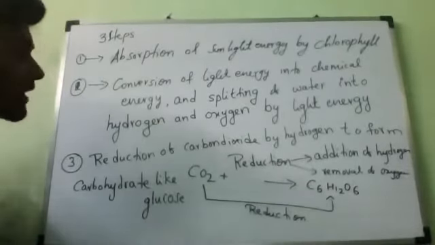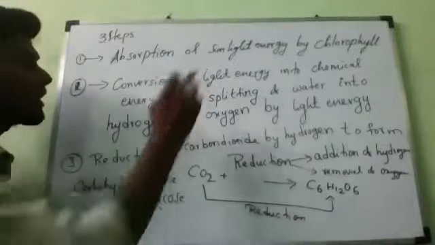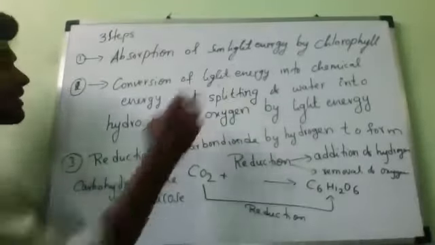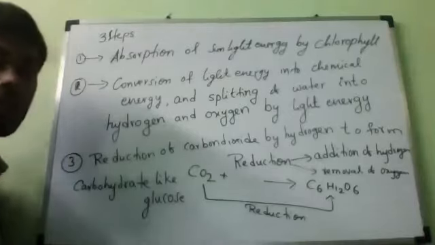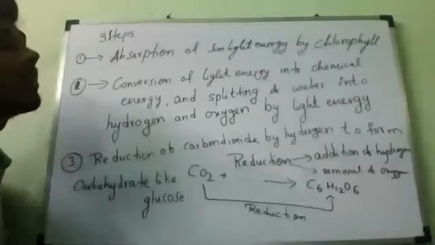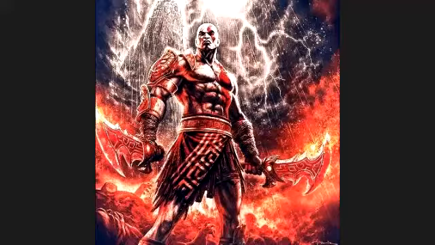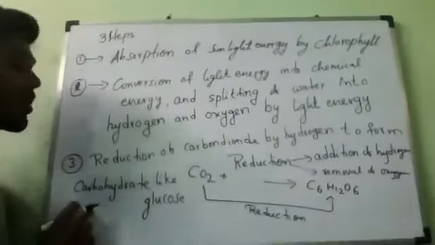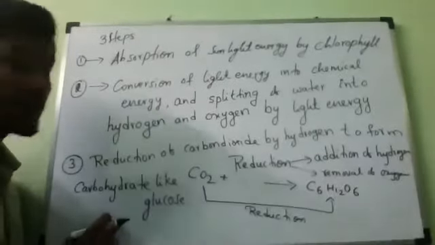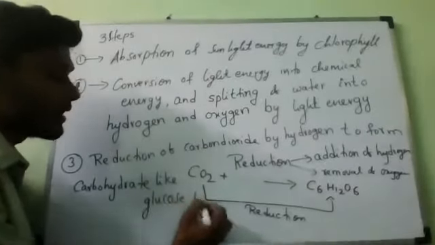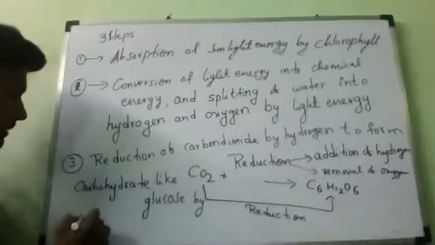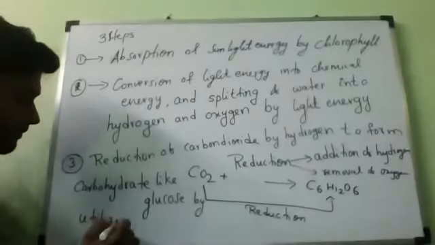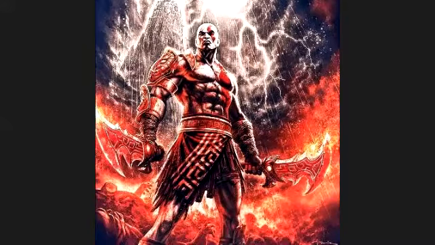Who is the chemical energy? How did the chemical energy come? Conversion of light energy into chemical energy. Reduction of carbon dioxide by hydrogen to form carbohydrate like glucose by utilizing whom? By utilizing the chemical energy.